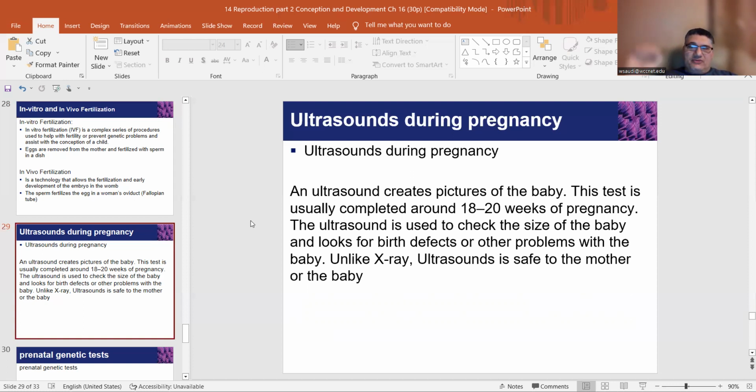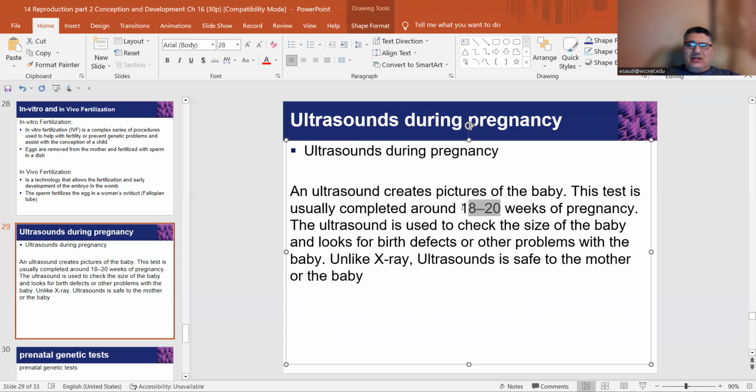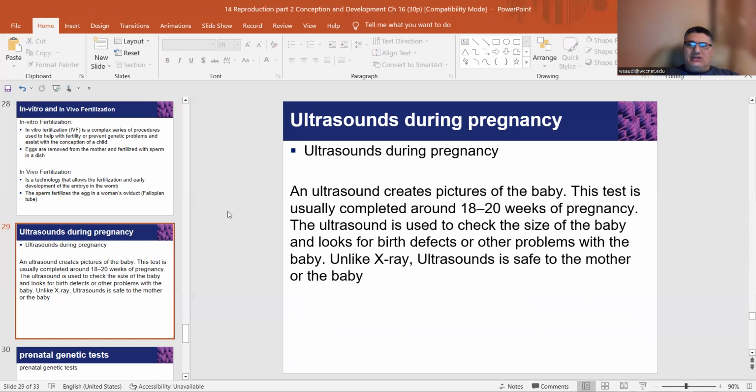Ultrasound is one of the safe tools to give a picture of the baby. It's usually done around 18 to 20 weeks, so let's say 4 to 5 months. Sometimes it's done before that, but this is the average. And this is not an X-ray, for your information. A pregnant lady should not do X-ray. X-ray can be harmful. No X-ray.